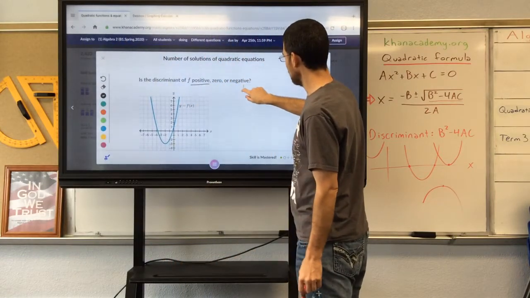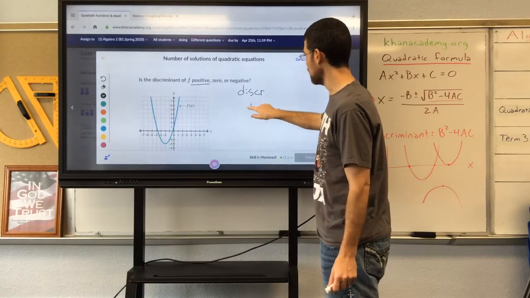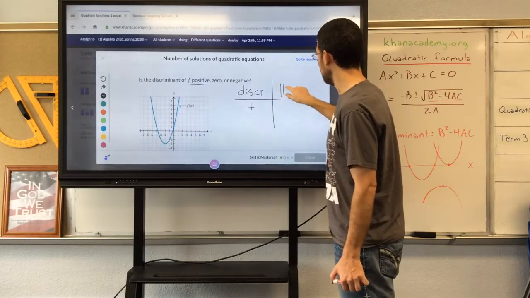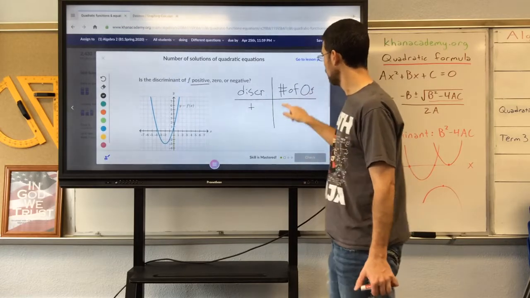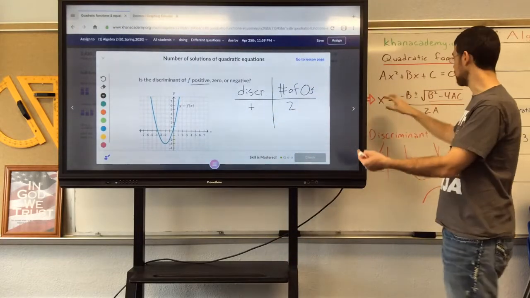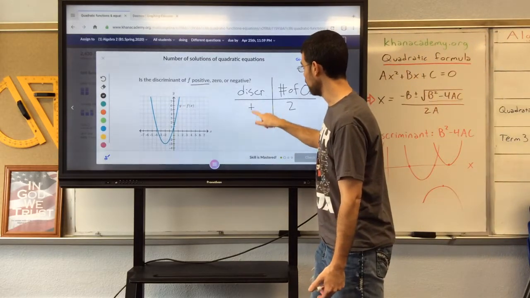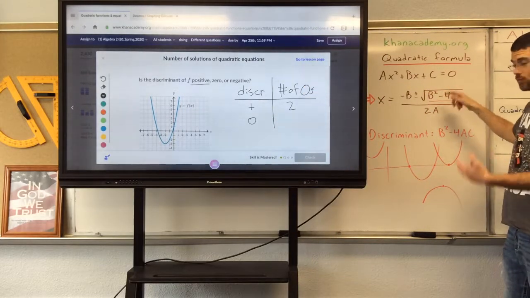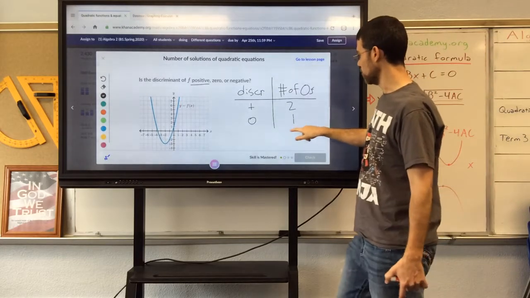If the discriminant is positive, we'll make a little chart here, then there are number of zeros, then there are two real zeros, because we're adding and subtracting to some other number to give us solutions. There will be two solutions, okay? If the discriminant is 0, that means when I add and subtract 0, I'm not changing the number, so there will only be one solution.